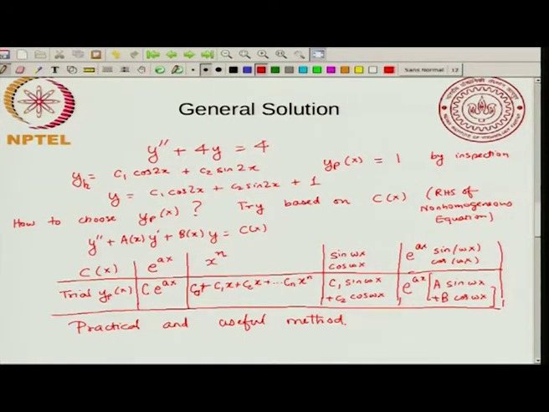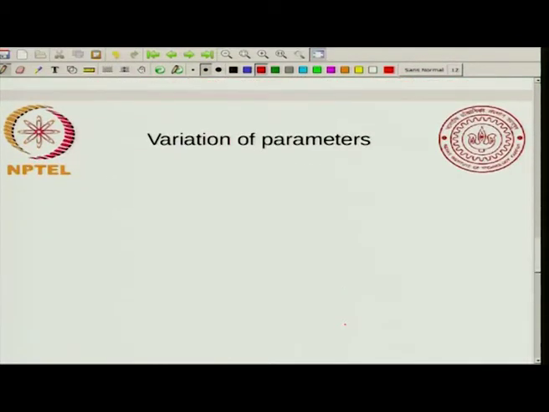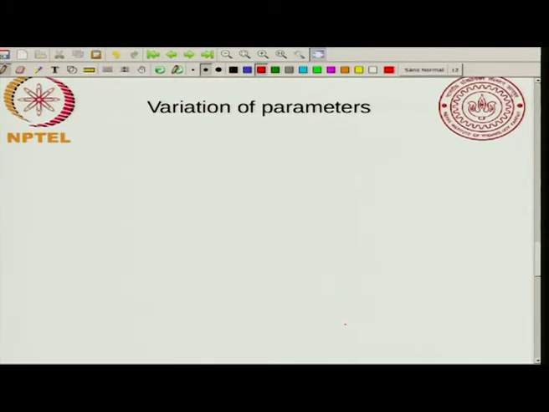However, a formal method of calculating yp is what is called variation of parameters. So this is a formal method, with no trials. You don't use any trial function. You just take whatever your c of x is and you solve this.